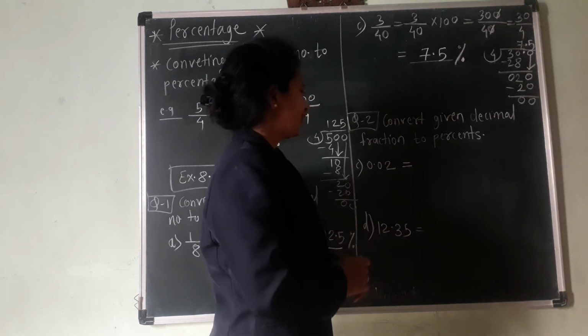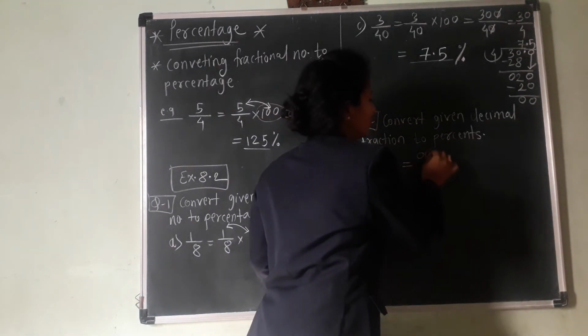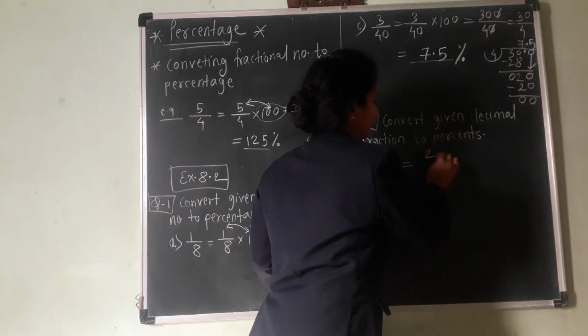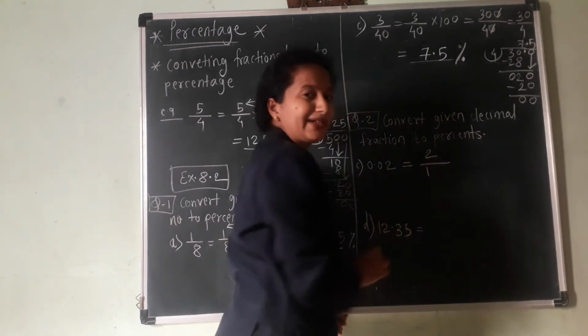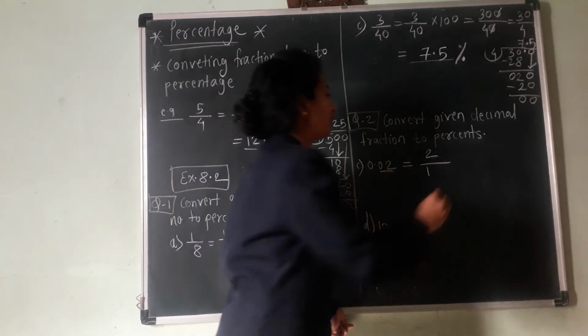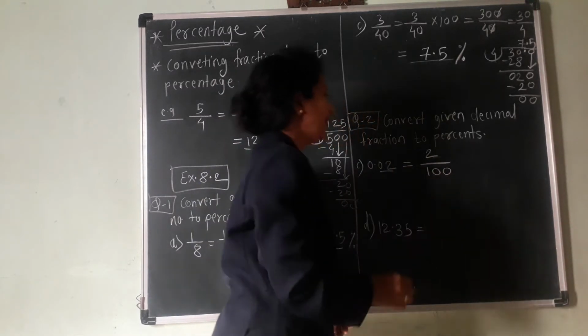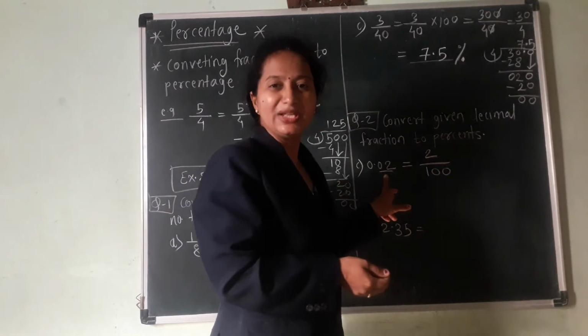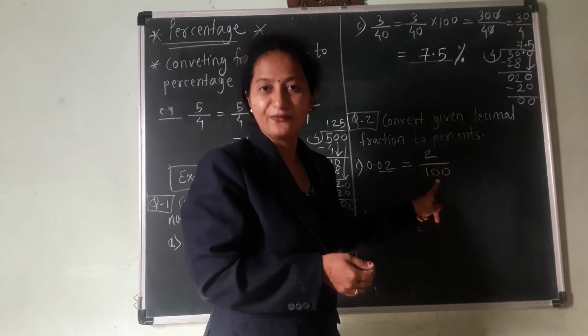Instead of writing 002, I can write directly 2 also. Now write 1 in the denominator and count the number of digits after the decimal point. It's 2, so you have to put 2 zeros. That means 0.02 is converted from a decimal number into the fraction 2 upon 100.